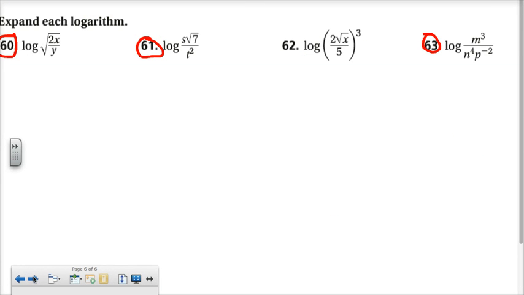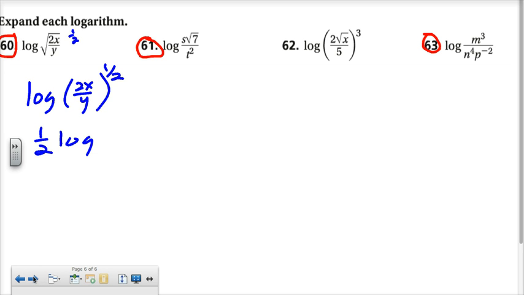Number 60, expand each logarithm. So in number 60, I see that all of those terms are underneath that square root symbol. And that's the same as a 1/2 power. So I'm going to say this is logarithm of the quantity 2x over y to the 1/2 power. Now I'll bring that 1/2 out in front, because when you raise a power to a power, you multiply. So that 1/2 comes out into the front.